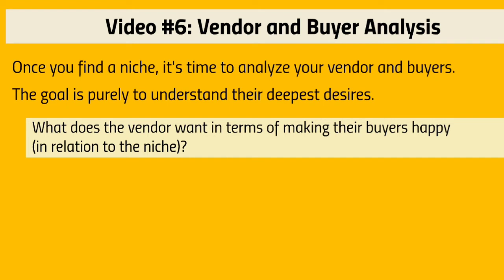So the first question is, what does the vendor want in terms of why and what they want to do, and how they want to do it, as far as making their buyers happy? In other words, when a vendor sees something, they either think, "This is something that my buyers definitely don't want," or "This is something that my buyers really, really want, and I want to go out and make a special deal with another vendor for my buyers."